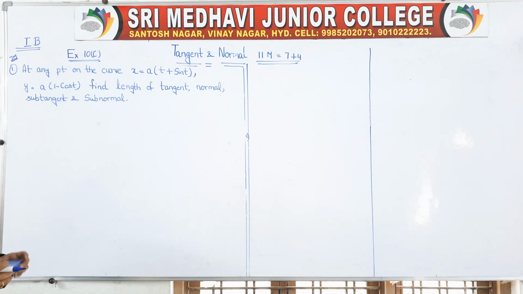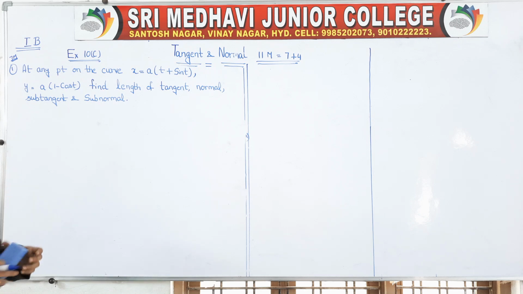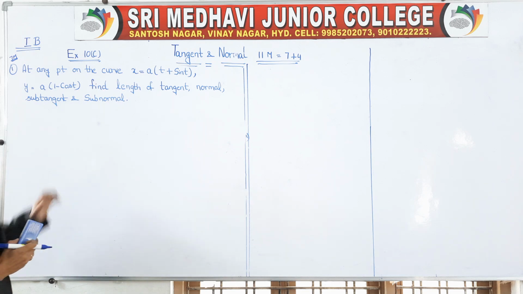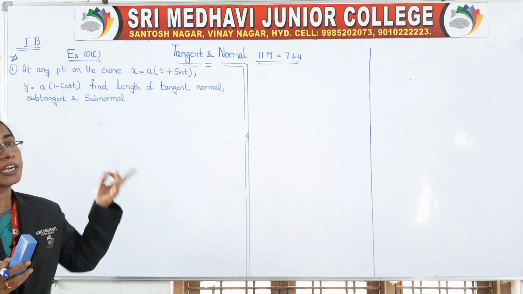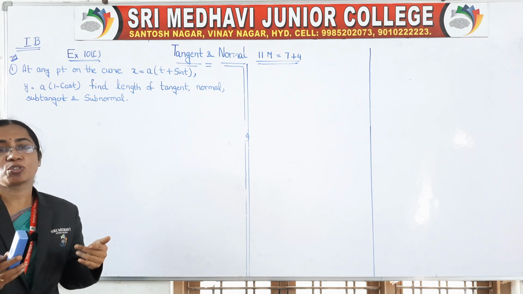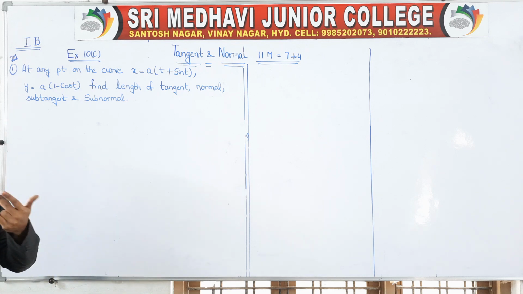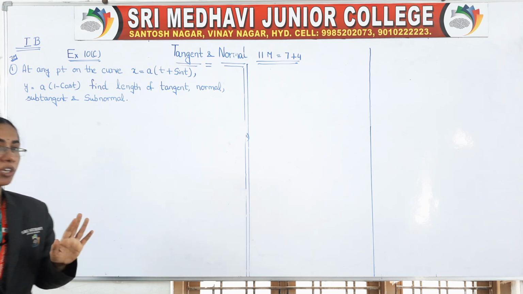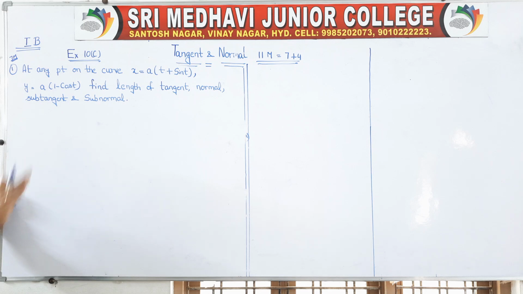So to get our dy by dx, if you observe the problem, x is given as an equation in terms of t. Similarly, y is given in terms of t. So we have to go for parametric differentiation. Differentiate x with respect to t, dx by dt. Differentiate y with respect to t, dy by dt. After that you divide dy by dt by dx by dt, then you will get your dy by dx, that is nothing but your y dash. Okay, so that is the procedure. First try to get your y dash. Once we get it, we will find all our required things.